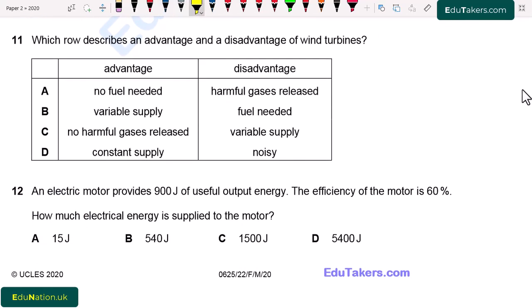Which row describes an advantage and disadvantage of a wind turbine? So here is the advantage and the second one is the disadvantage. A. No fuel needed, harmful gases released. B. Variable supply, fuel needed. C. No harmful gases released, variable supply. D. Constant supply and noisy. So from here option C is correct, that the advantage is that no harmful gases are released and the disadvantage is variable supply.